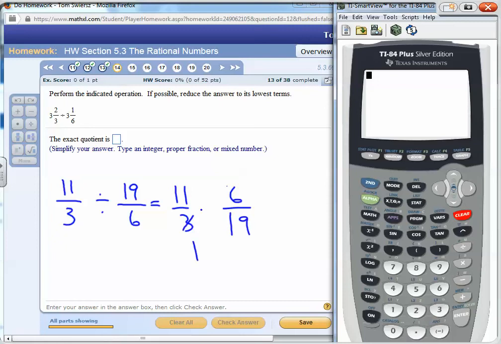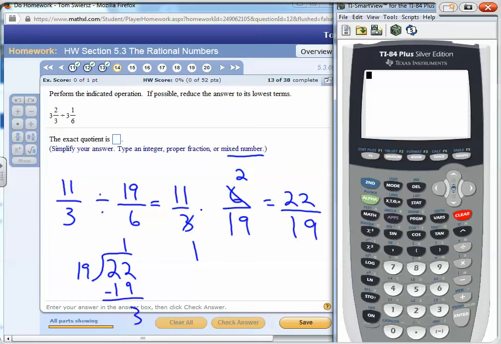3 goes into 3 once, 3 goes into 6 twice. Nothing else reduces, so 11 times 2 is 22. 1 times 19 is 19. And again, we want a mixed number, so 22 divided by 19 goes in there once, and the remainder is 3. So it would be 1 3/19.